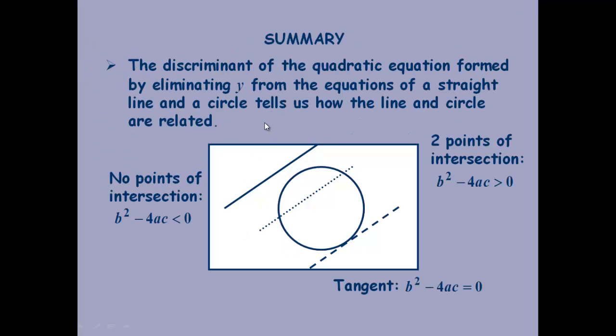So to summarise then, these are the three different conditions. If there's 2 points of intersection with a line and a circle, like so, then the discriminant is greater than 0, it's positive. If the discriminant is less than 0, negative, the line will miss the circle. And if the discriminant equals 0, then the lines are tangent to the circle.